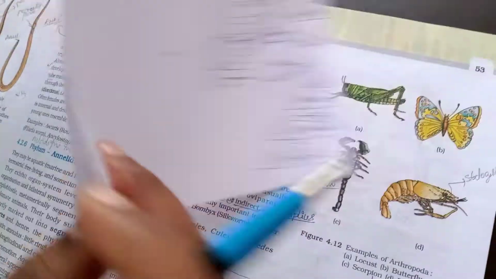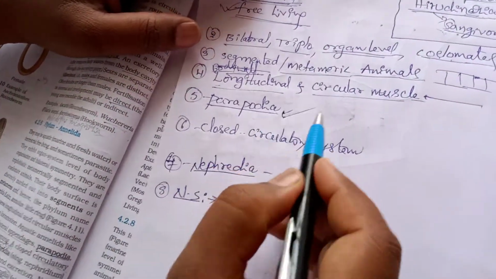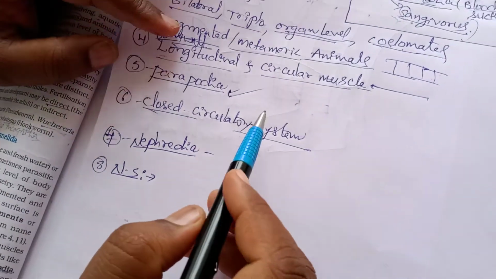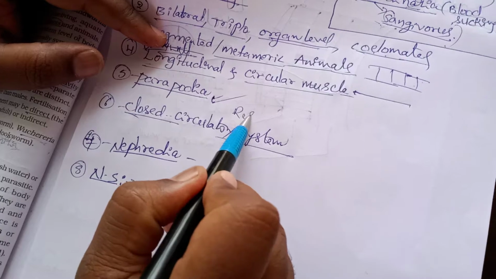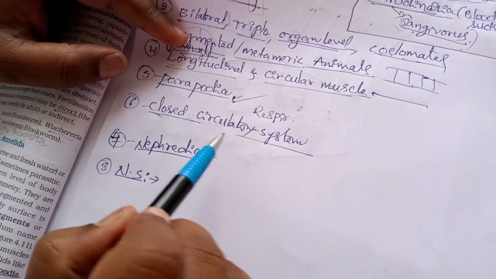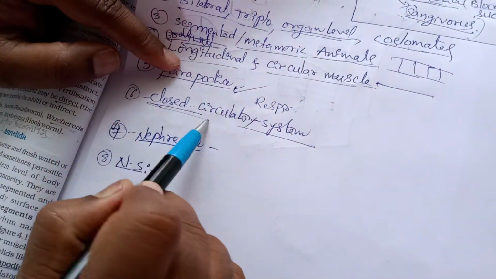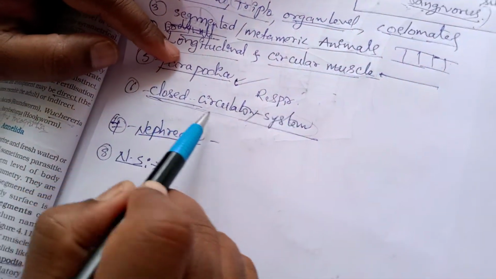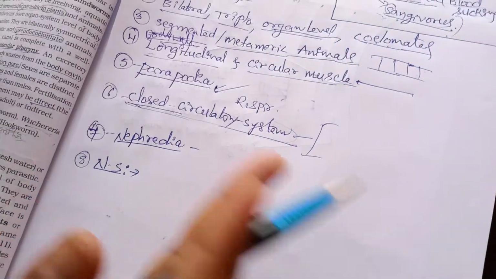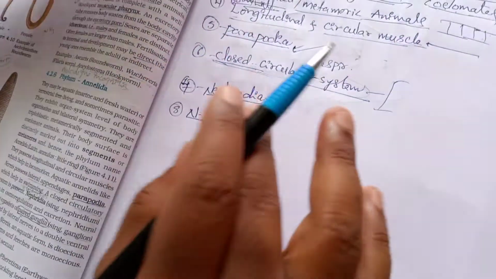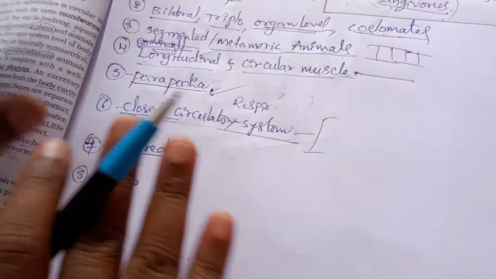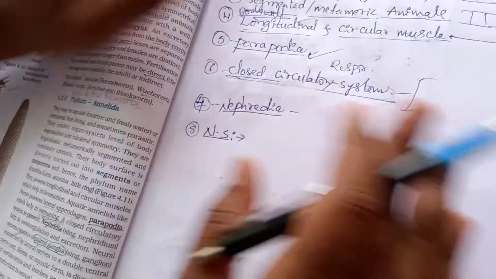Next is the circulatory system. Parapodia are also locomotory organs. Annelids have a closed circulatory system, and respiration takes place through cuticular respiration. The cuticle outside the earthworm is what we call cuticular respiration. There are two types of circulatory system. Closed means the blood flows inside blood vessels, so here blood vessels are there. Open circulatory system means the blood flows in open space.